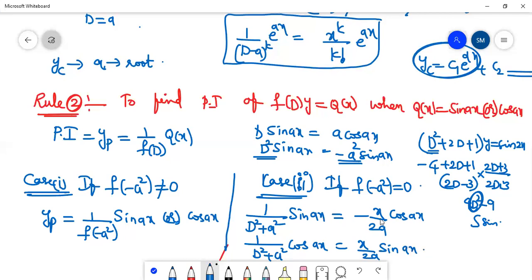For which one the negative will come, you can take the idea of derivative in the denominator, meaning integration. Sine integration is negative, so only for sine we will get the negative. For cos there is no negative, but the same x by 2a, the opposite. This is the case of rule 2. In rule 2, the function is expressed as sine or cos of the trigonometric functions.